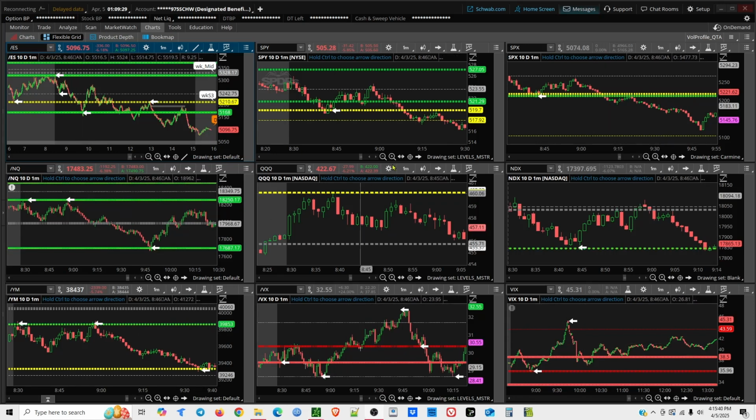Now, why should you be watching all of these instruments to be able to take trades on ES? I'll tell you the reason is because although there's a significant amount of trading and volume that's done simply on ES, there's an enormous amount of volume that's being traded on SPY, SPX, NQ, QQQ, and NDX. In fact, much more trading happens over here than does on ES. So I've got some statistics for you right here.